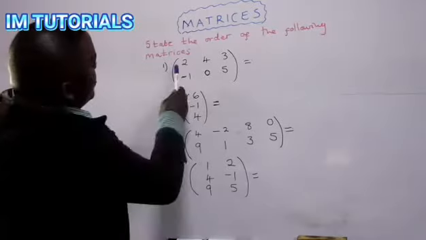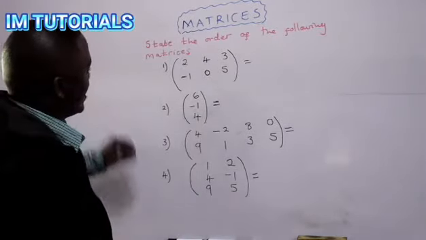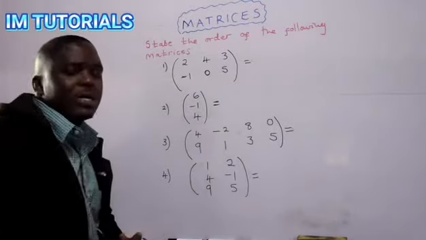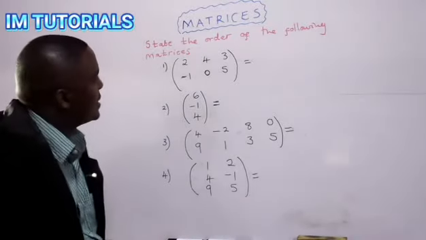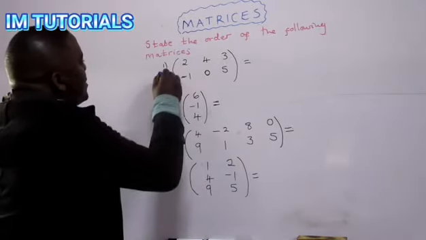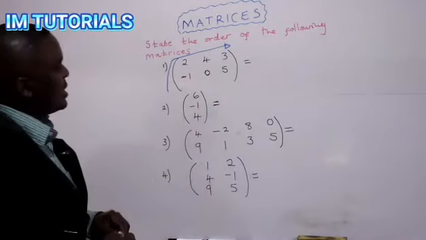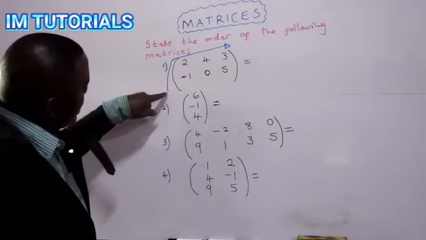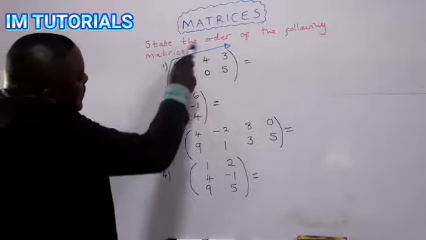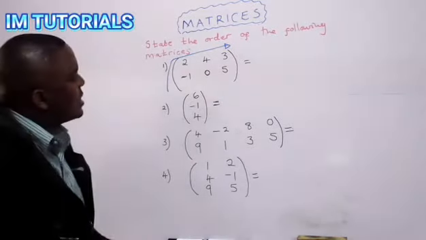We are given 2, 4, 3, minus 1, 0, and 5, and the question is requiring you to state the order of that matrix. When stating the order of the matrix, you can make use of this direction. I want you to notice something. The arrow is starting at this point, then it is moving upwards to your right side.